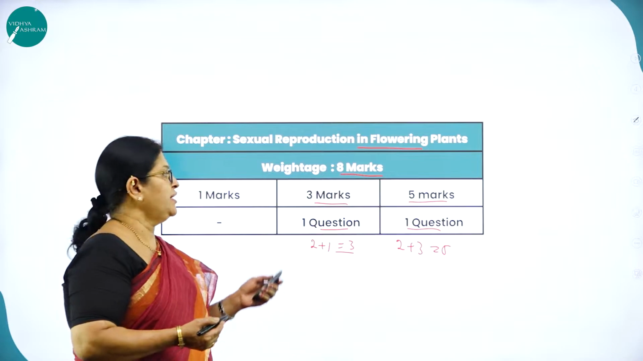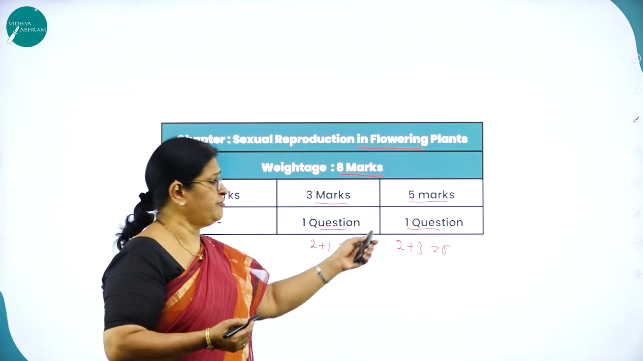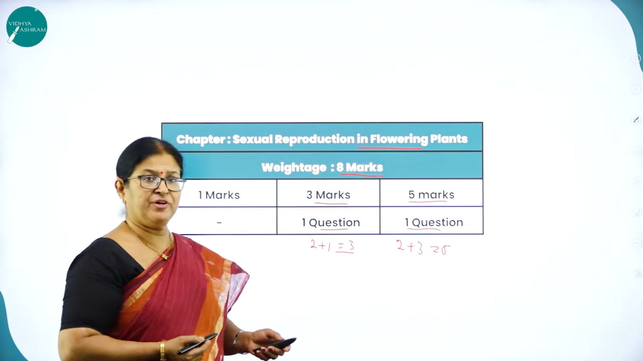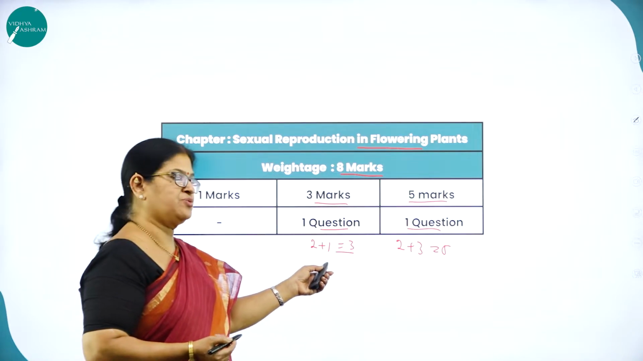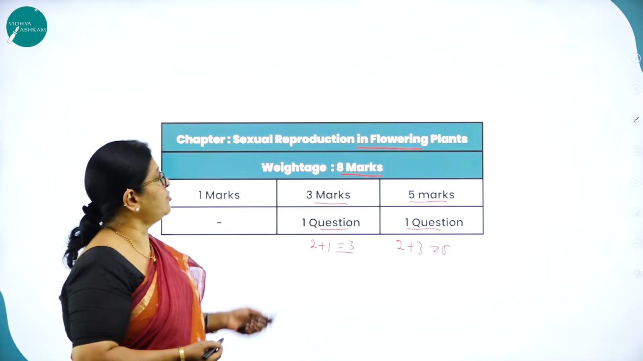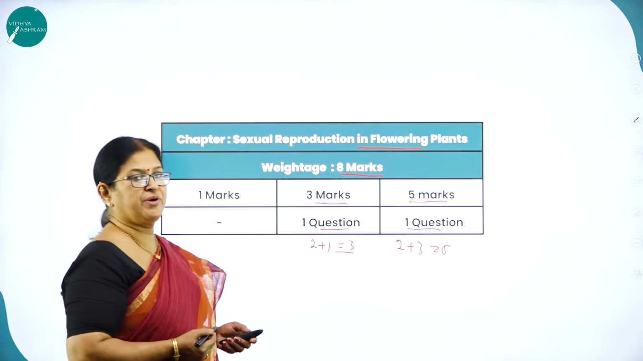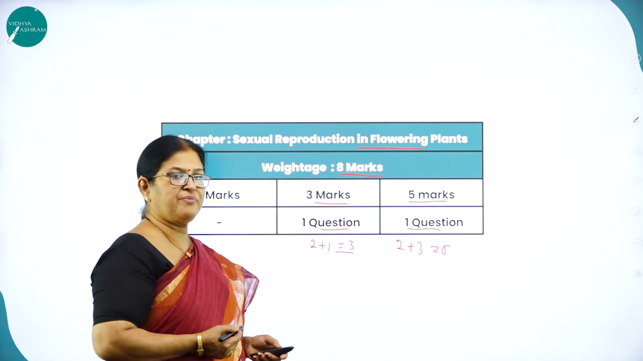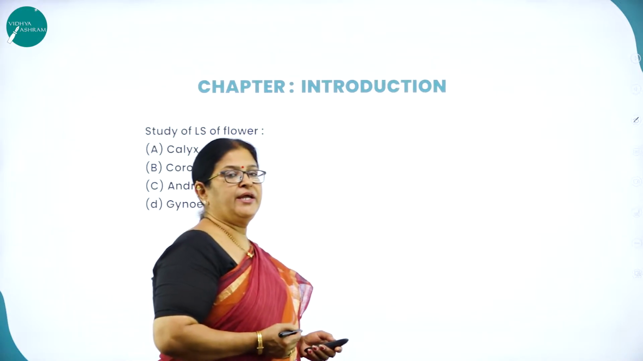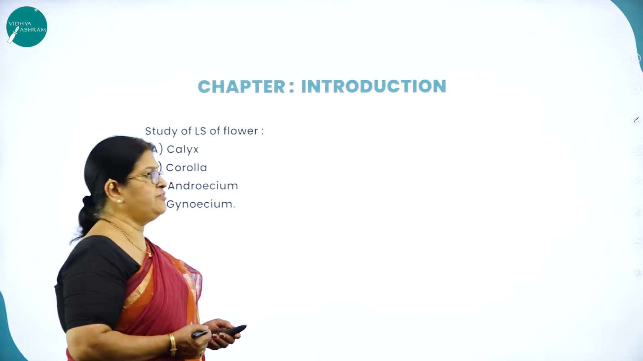For example, explain with a neat labelled diagram the TS of young anther. So it might be for 5 marks. Or explain the structure of a pollen grain. It might be for 3 marks. Or it might be for 2 plus 1, or it might be for 2 plus 3 for 5 marker questions. So this is how the questions are going to appear in this chapter called Sexual Reproduction in Flowering Plants. So weightage of marks is 8 marks. So let me move on to the introduction of this chapter.